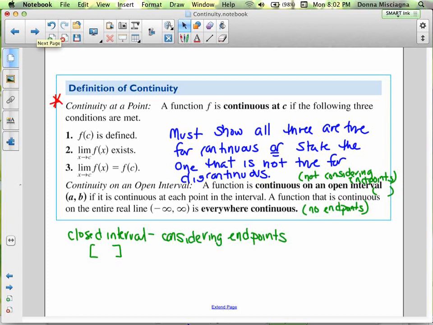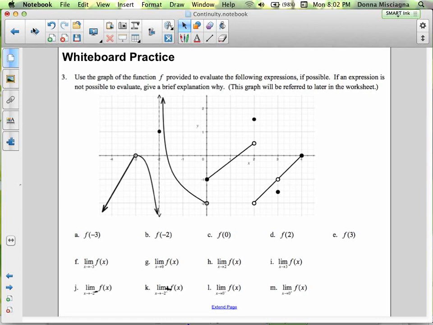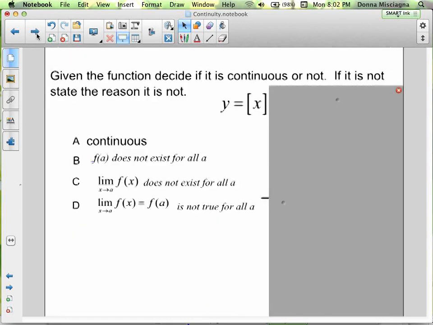A function that's continuous on the entire real line, negative infinity to infinity, is everywhere continuous. There are no endpoints at all. There's no stopping. You're looking at the entire thing. And there are functions that are continuous everywhere, and those are the ones you're probably most familiar with. We'll talk about those in another podcast, because I have some questions that you'll answer there. Let me make sure that I have a whiteboard practice, and I think this would be a really good place to stop.